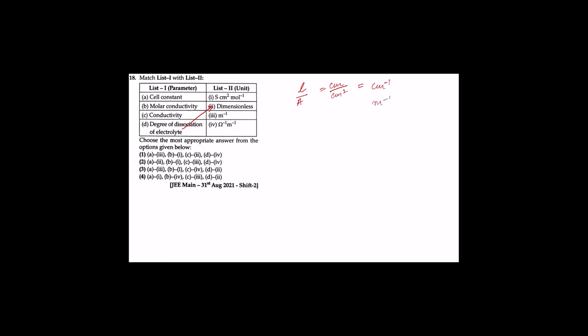तो ये हो जाएगा cell constant matches with 3, A3D2. Then conductivity is per ohm per meter, so C matches with 4. And what is left? Molar conductivity. So molar conductivity B matches with 1. So correct option is option 3.